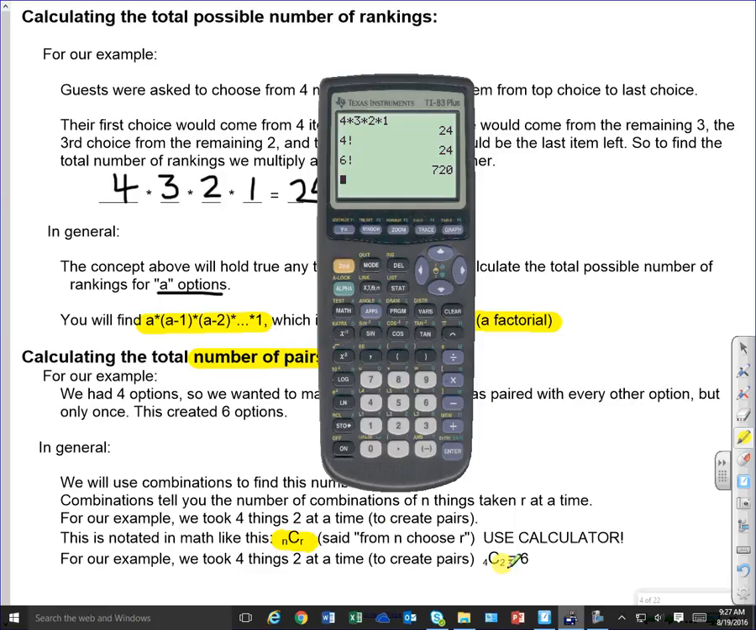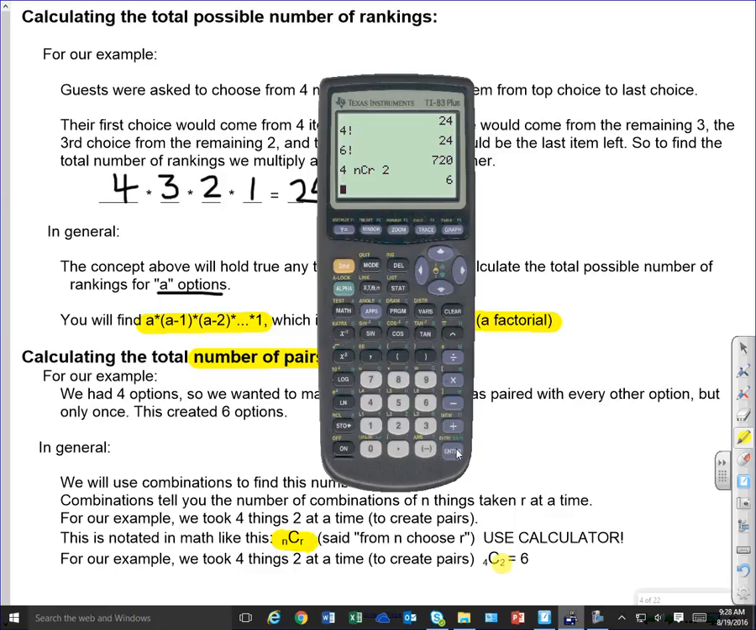So how are we going to use this? Well, we type in our number 4 first, because that's how many options we have to choose from. Then we go back to math, down to NCR, and we choose 2 at a time, because we're making pairs. It tells us there are 6 possible pairs we can put together. We could go back to our list, and we did put 6 pairs together, so we have included all the pairs that we have.